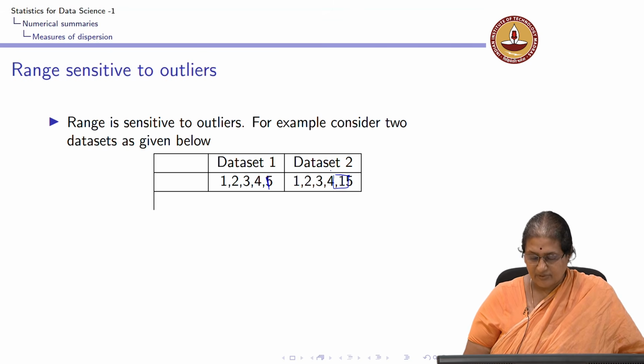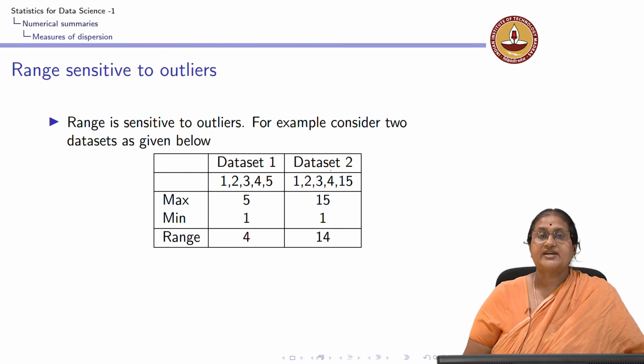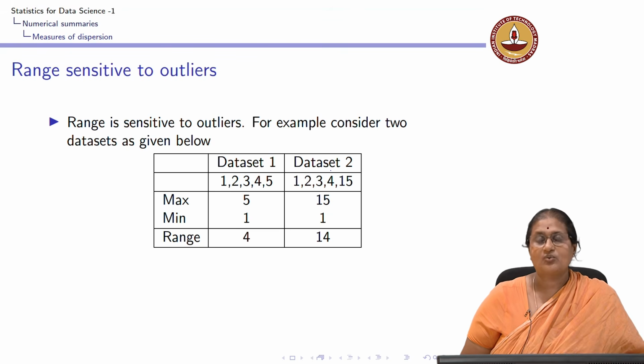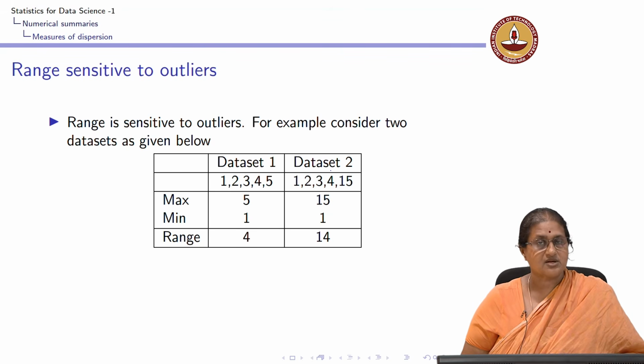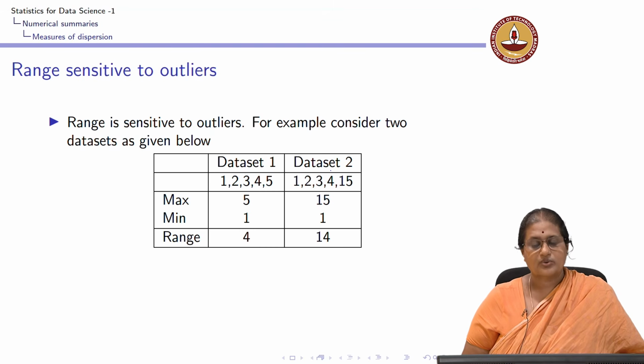So this is the key thing where they are different. The maximum of the first data set is 5, the maximum of the second data set is 15, the minimum for both the data sets is 1. So the range of the first data set is 5 minus 1, which is 4, whereas the range of the second data set is 14. As you can see, very similar to what we observed when we discussed the mean, the range is extremely sensitive to outliers.